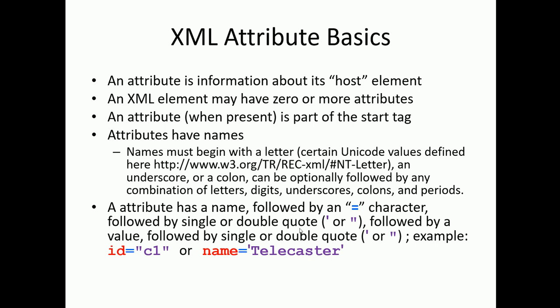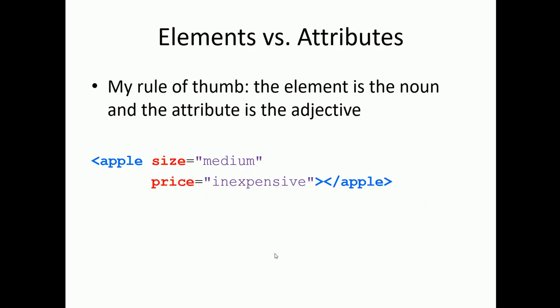An attribute has a name followed by an equal sign character followed by either a single or a double quote. Sometimes people call this apostrophe. In programming we call it a single quote, and in programming we call this a double quote. Followed by a value followed by the matching single or double quote. Examples are ID equals C1 or name equals Telecaster. See, we have an example here with a double quote and an example here with a single quote. They both mean the same thing, and they're both valid.